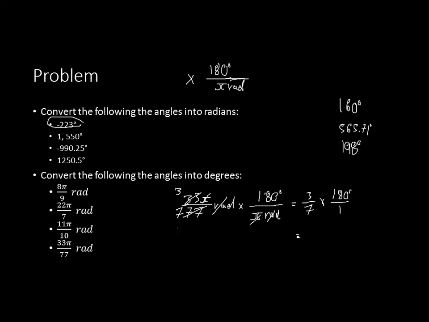So multiply them together will give you 540 divided by 7. 540 degrees divided by 7. So again, it would be better if you're going to convert this fraction into decimal. So approximately, this is 77.14 degrees. By the way, it's up to you if you're going to convert it into 3 decimal places. But for me, I would recommend 2 decimal places.